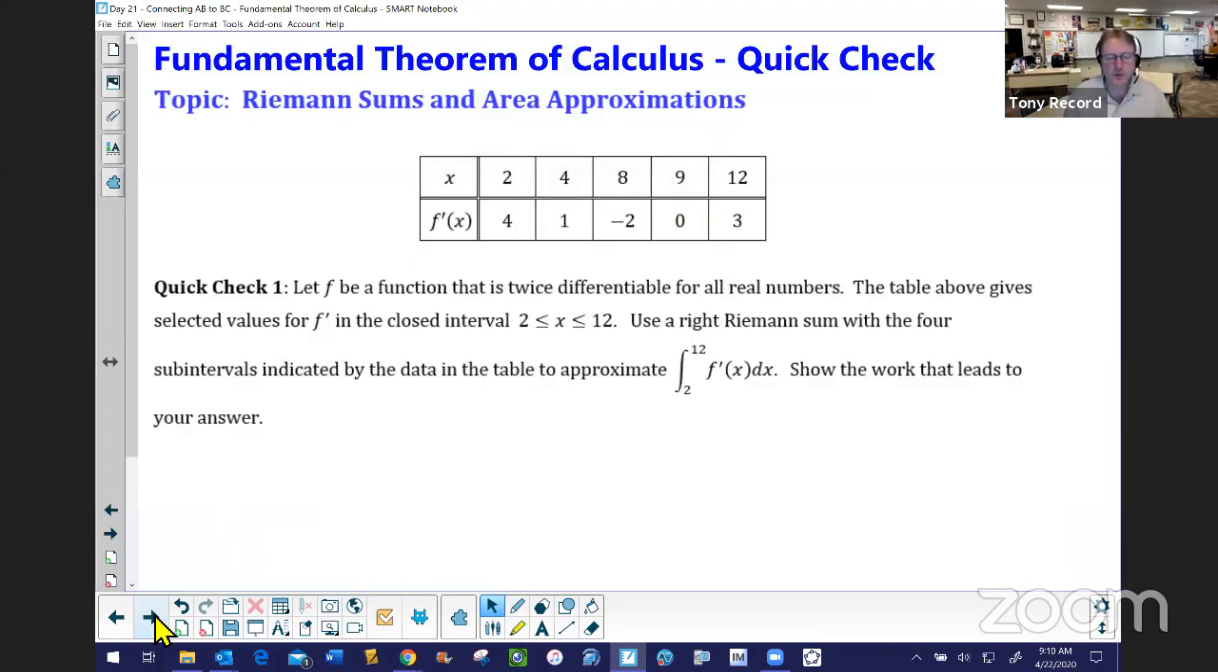So as we said before, we're going to go ahead and dive into some quick checks, which are some isolated problems here that have maybe one, maybe two parts that will feature these subtopics. And our first subtopic is Riemann sums and area approximations. So this particular problem reads that we're going to let f be a function that is twice differentiable for all real numbers. The table above gives selected values for f prime in the closed interval 2 to 12. Our job is to use a right Riemann sum with the four subintervals indicated by the data in the table, to approximate the definite integral of f prime of x from 2 to 12. Show the work that leads to your answer, which is always important.